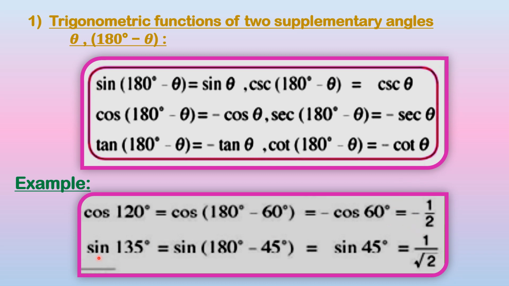Another example, sine 135 equals sine 180 minus 45. So 180 minus 45 is in the second quadrant. Sine is positive in the second quadrant, so it will be sine 45, which equals 1 over square root 2.